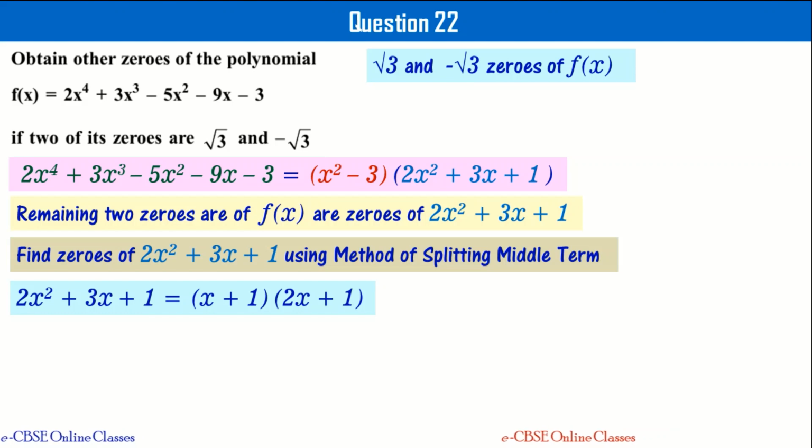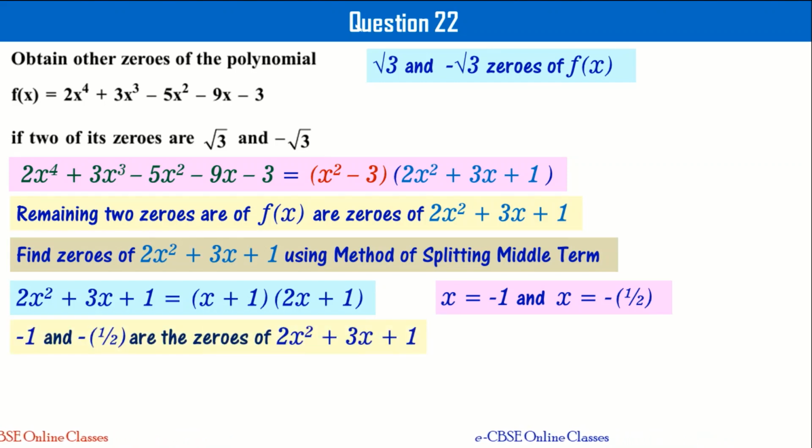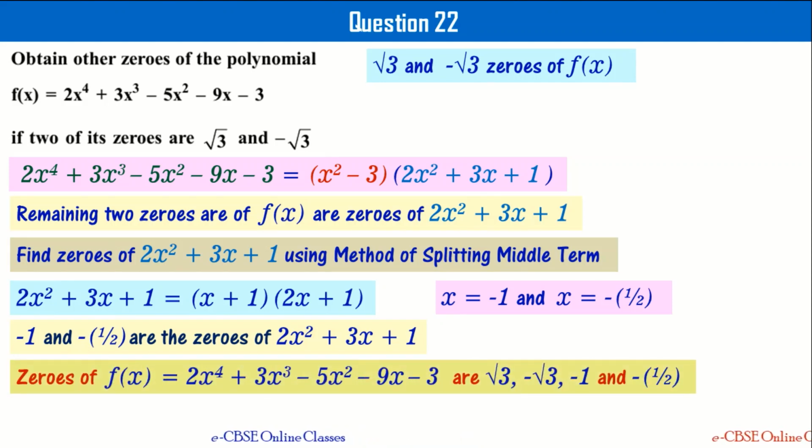If you equate it to 0, you can find the zeros of 2x square plus 3x plus 1 as x equal to minus 1 and x equal to minus half. So now we can say that minus 1 and minus half are the zeros of 2x square plus 3x plus 1. It means that the zeros of f of x are going to be root 3, minus root 3, minus 1 and minus half.